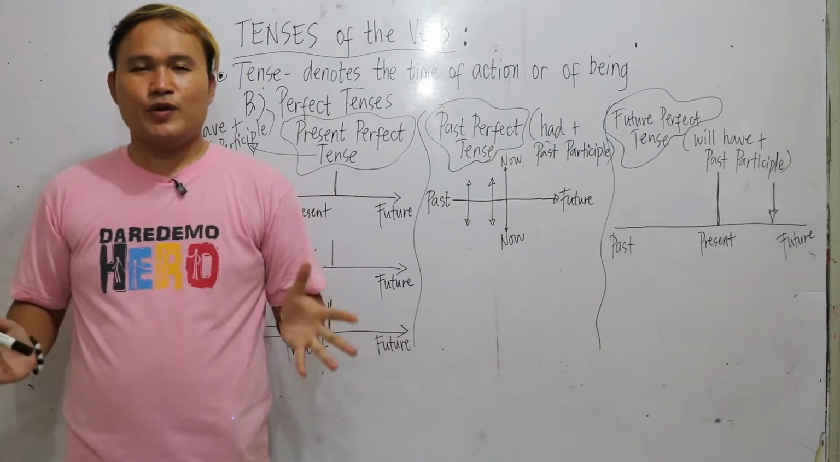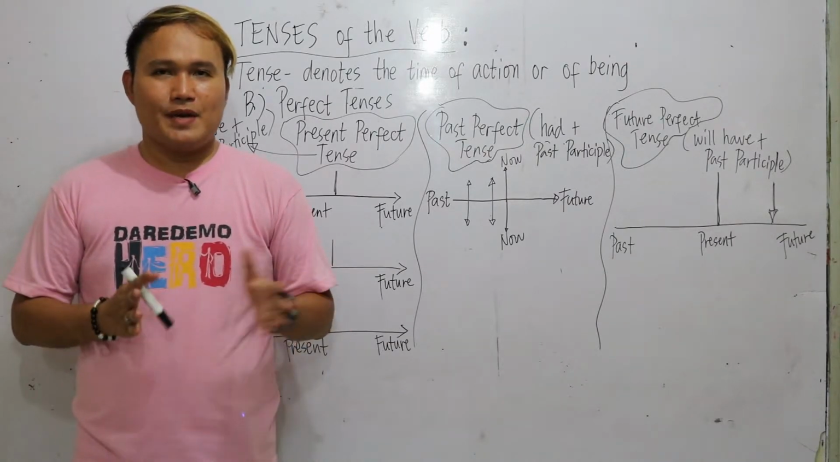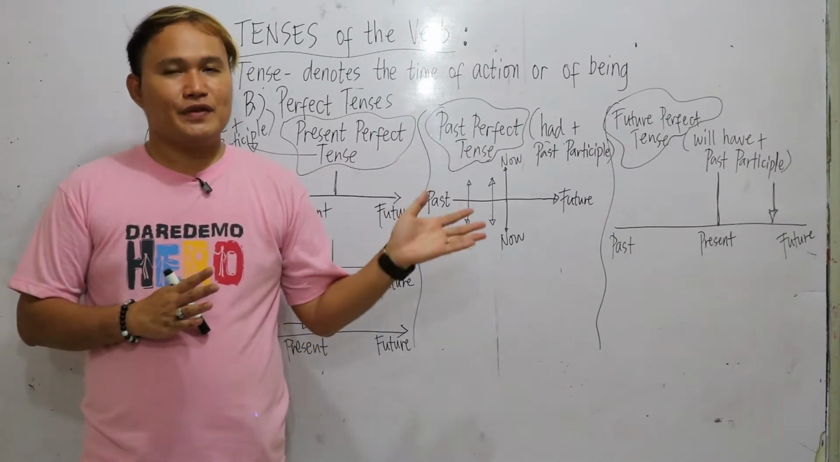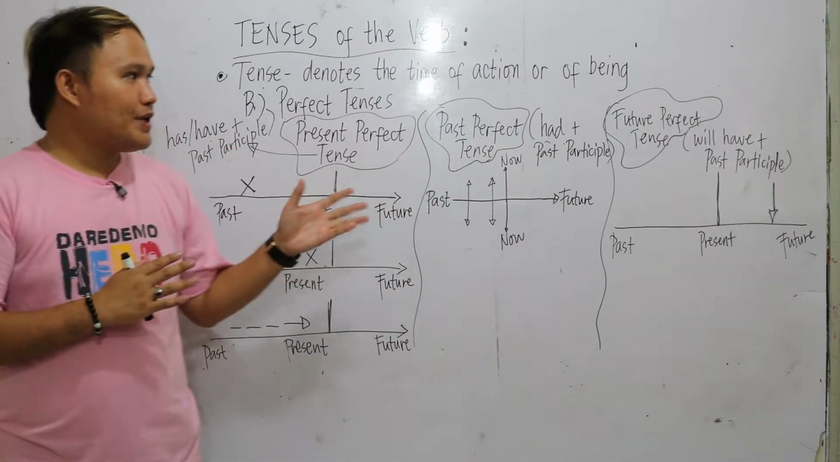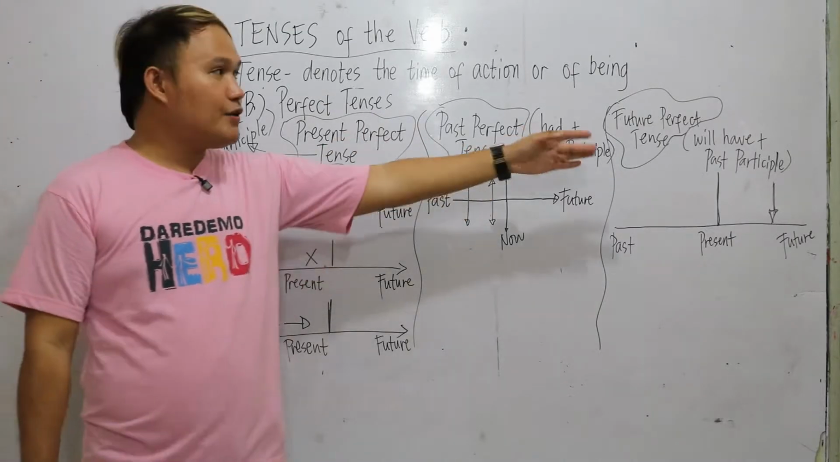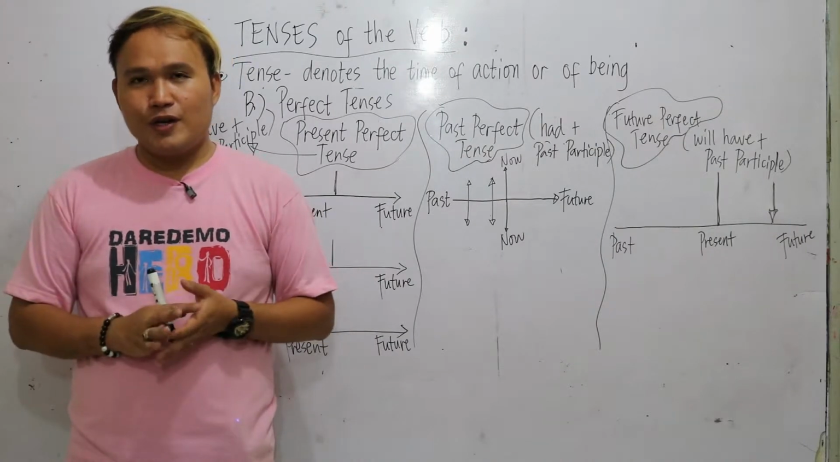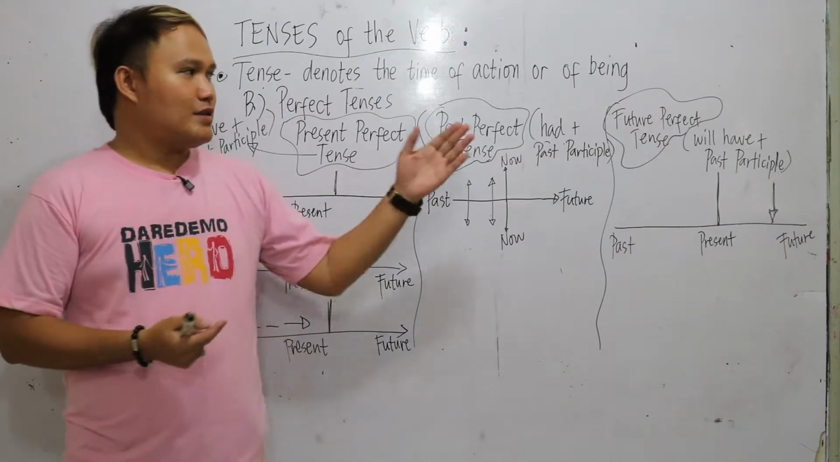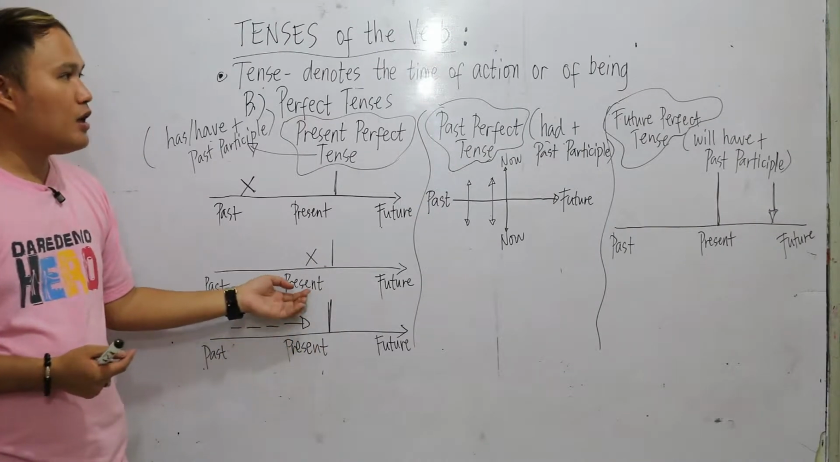And right now we are going to learn the perfect tenses of the verb. Same goes with the simple tenses. Perfect tense has three types. We have the present perfect tense, the past perfect tense, and the future perfect tense. The question is, how do they differ from one another? We'll try to dig into that as we tackle these diagrams that I have written here on the board.